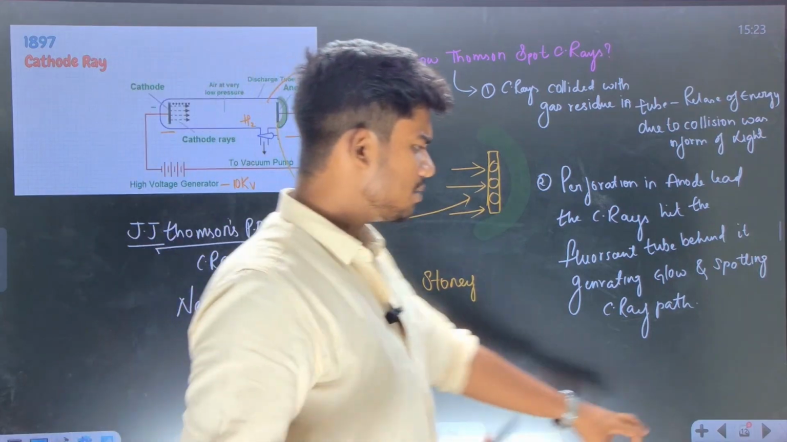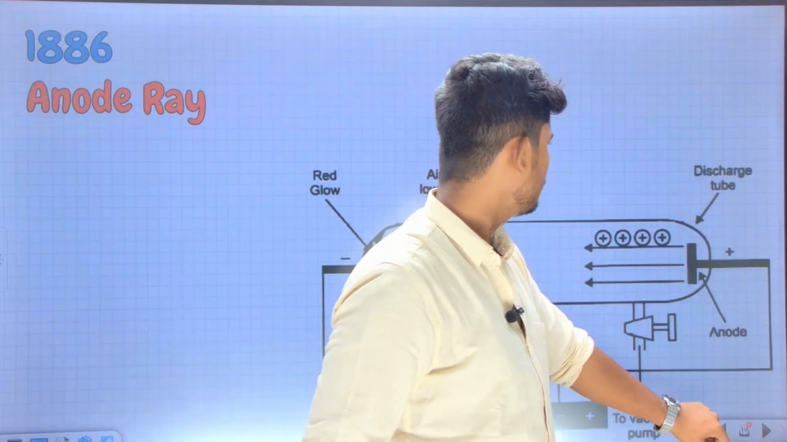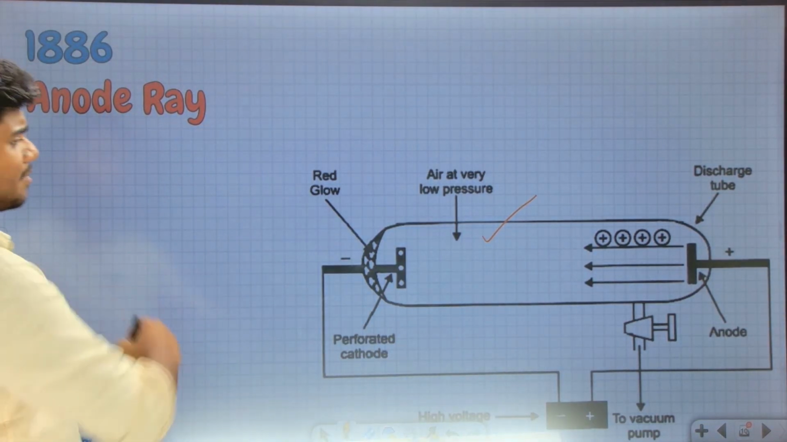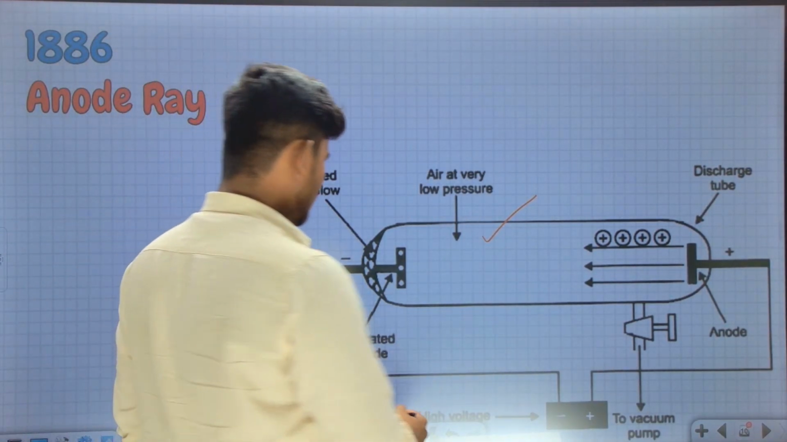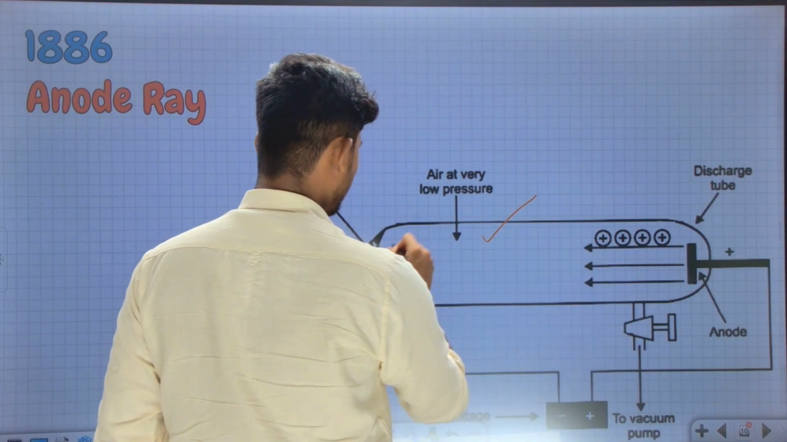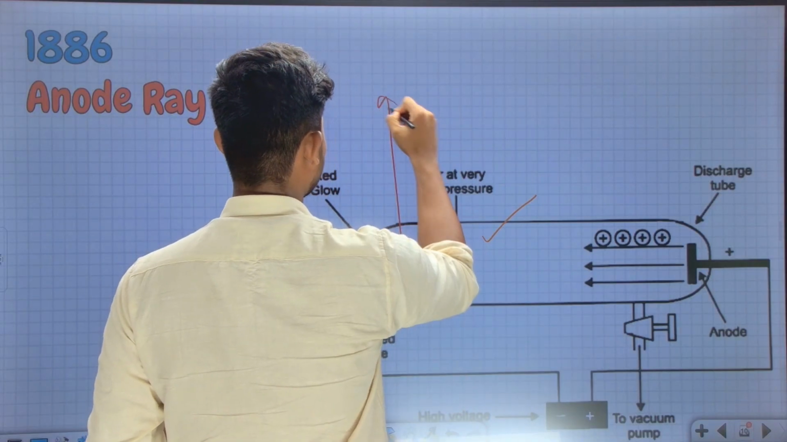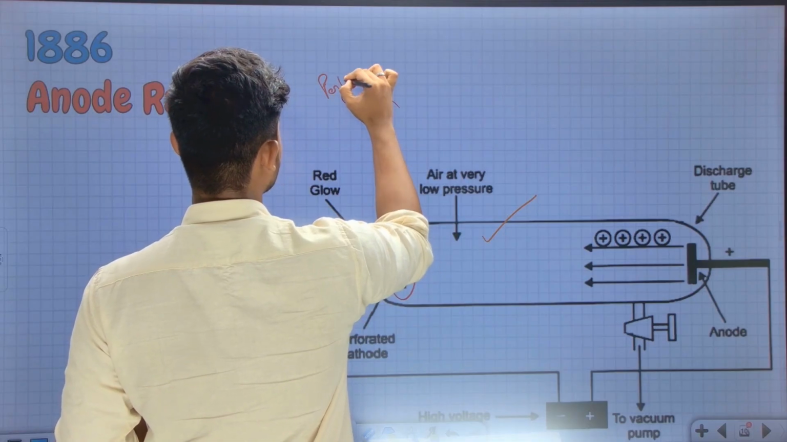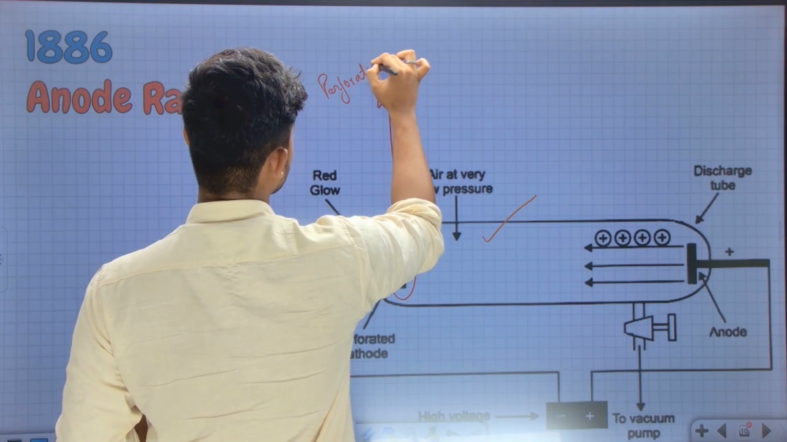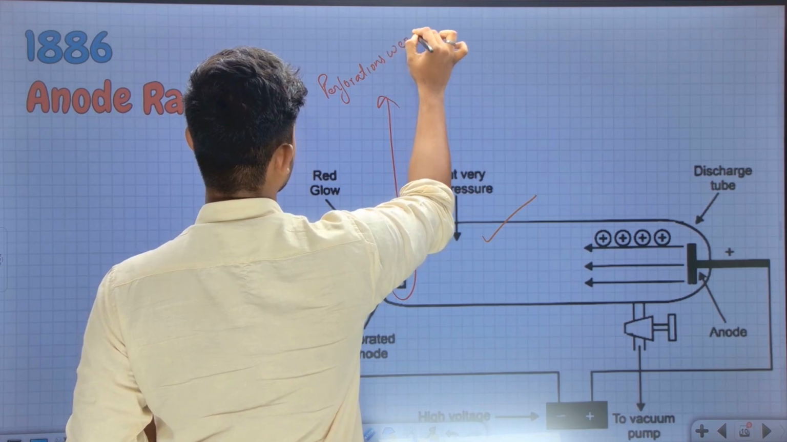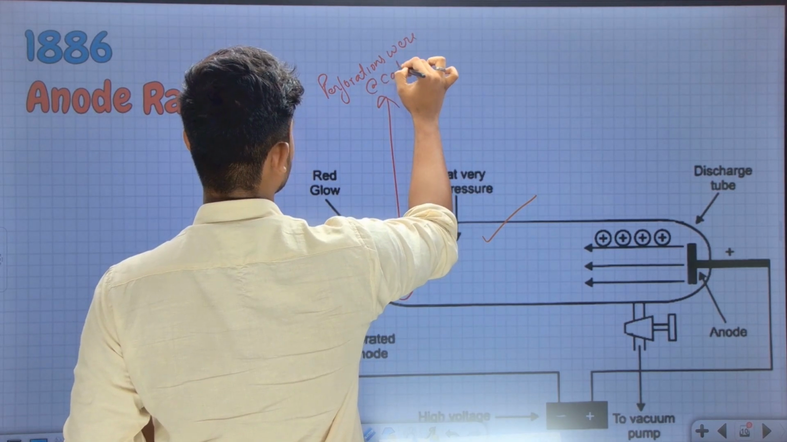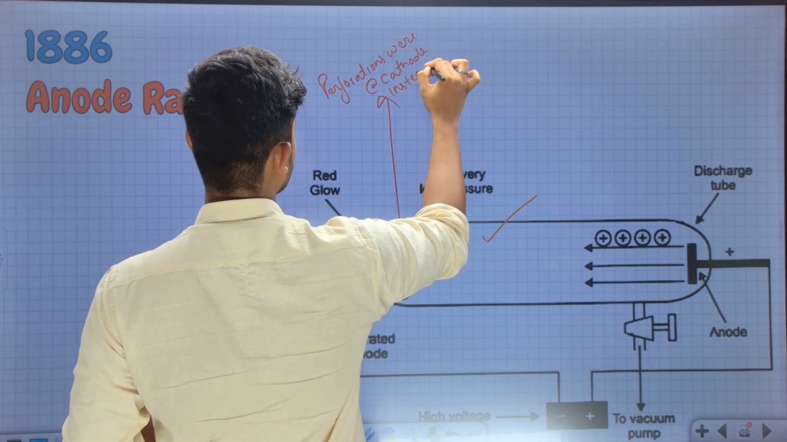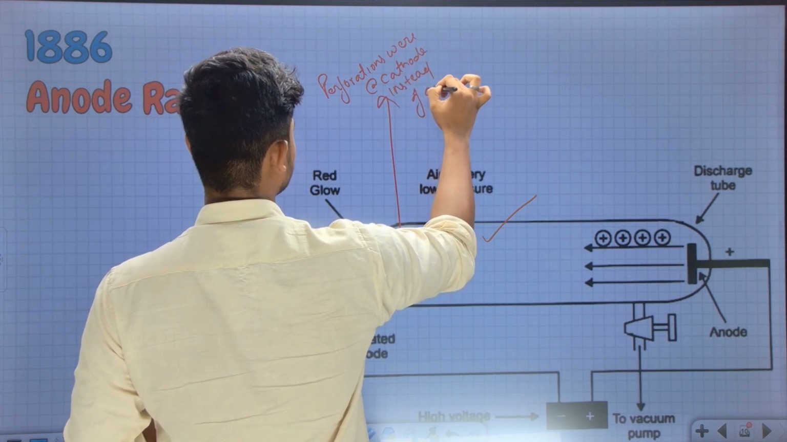So a similar setup was followed, and this experiment was carried out. The anode ray experiment followed the similar setup. The only difference is there were perforations at the cathode end instead of anode. So perforations were at cathode instead of anode.